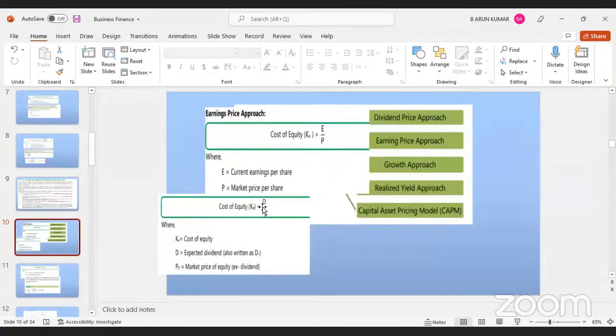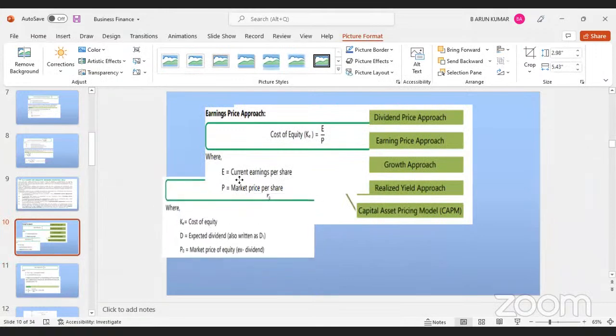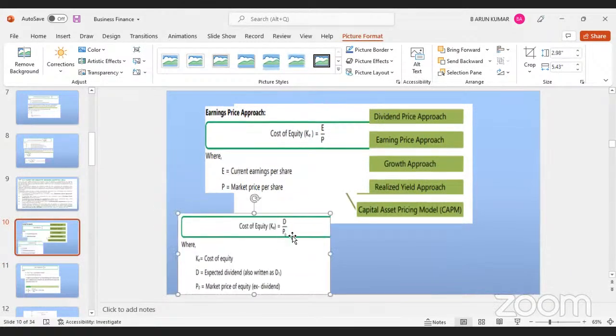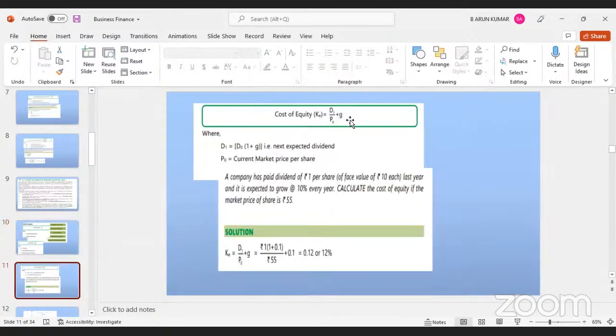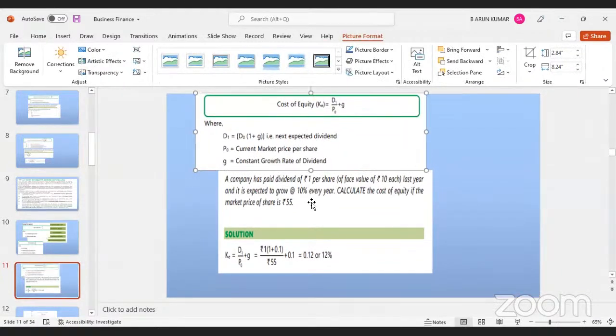Here you see the cost of equity, D by P0, for a constant dividend. And here, this is the growth approach. We use the same formula here also, but we expect growth in the next expected dividend, more compared to the previous year. That is the growth, and the current market price per share. Today's market price is P0, the current market price. So we calculate using the above formula.